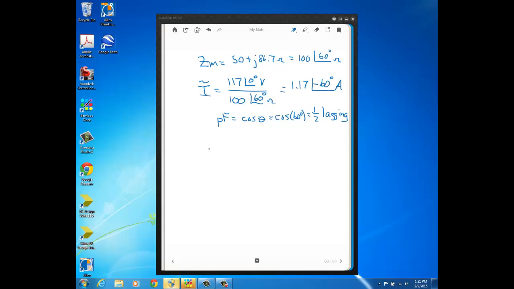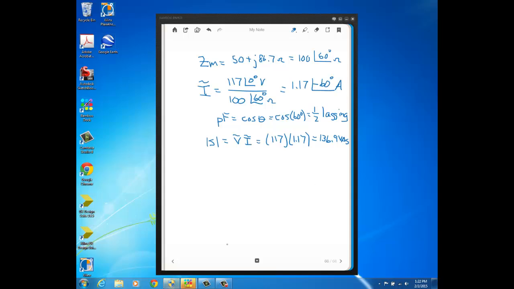Alright, so we got the current, and now apparent power is just the voltage across the impedance, which is the source voltage in this case, times the current for the impedance that we just calculated. So we're going to have 117, and since we want a magnitude, we don't have to worry about the angle. So it's 117 times 1.17, and that comes out to an apparent power of 136.9 VAs.